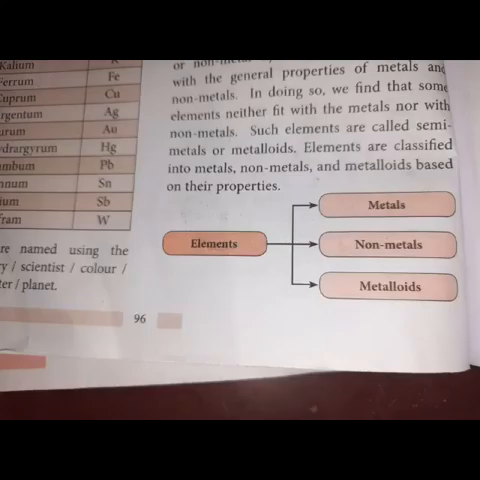While writing the symbols, we should follow two rules. If the element has a single English letter as a symbol, it should be written as a capital letter. For elements having two-letter symbols, the first letter should be a capital letter followed by a small letter. The total 118 elements are divided into three groups: metals, non-metals and metalloids.